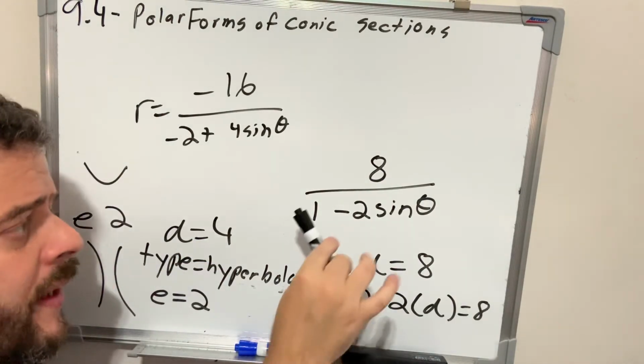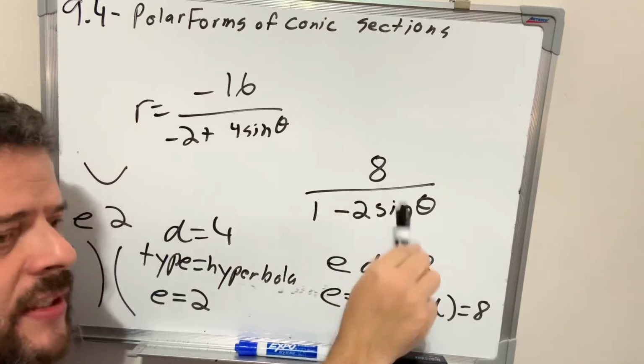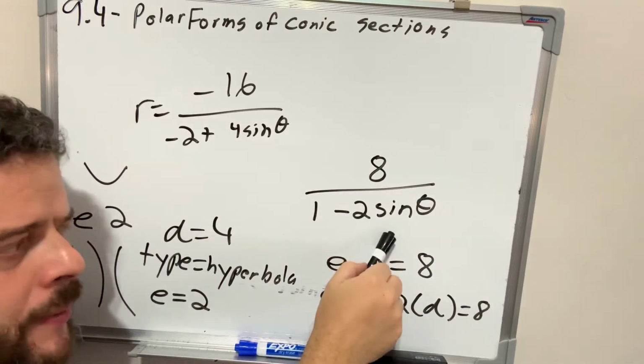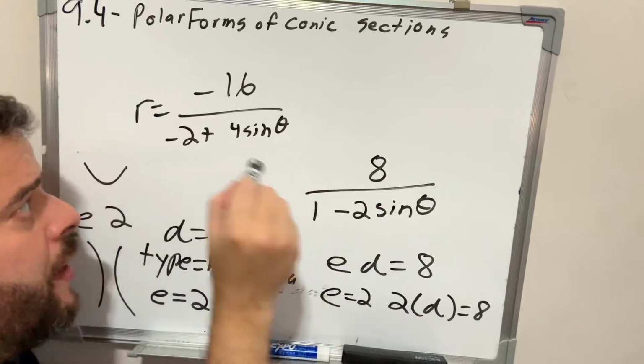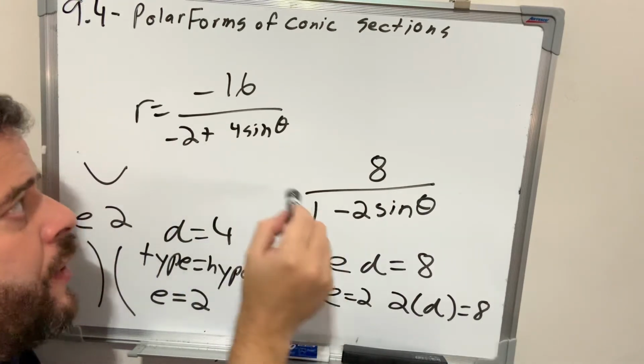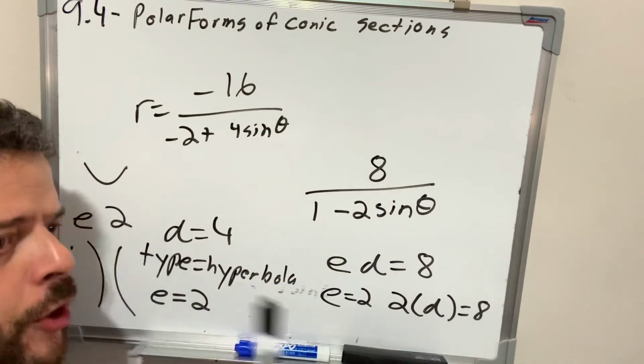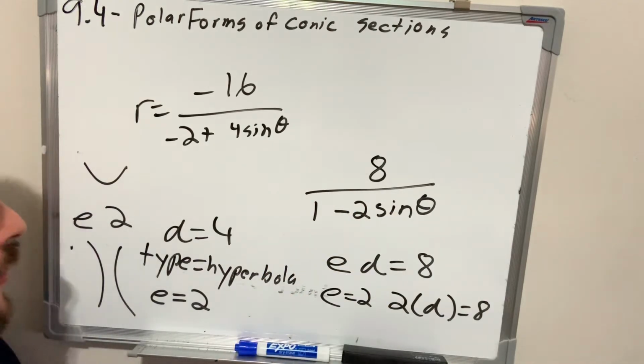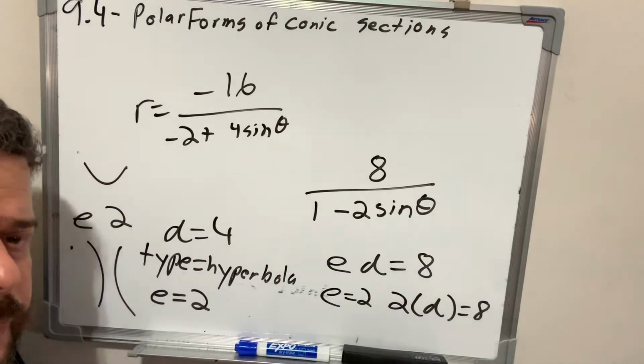Again, the whole point is to have 1 plus something or 1 minus something in the denominator. You're going to be turning that number into 1, and you're going to get rid of the factor you removed from every other term. Okay?